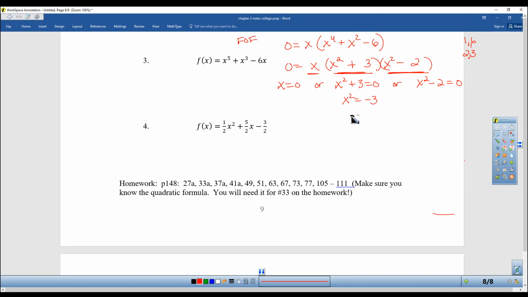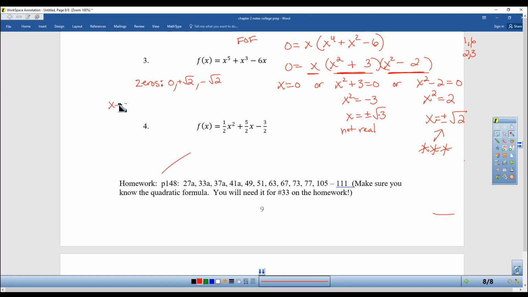This one, when I start to solve it, I would be taking the square root of a negative. So this is not real. And today, we don't have to include it. We will in just a week. X squared is equal to 2. X is equal to, don't forget, plus or minus. Easy to forget. So my answers are, the zeros are 0 and plus the square root of 2 and minus the square root of 2.